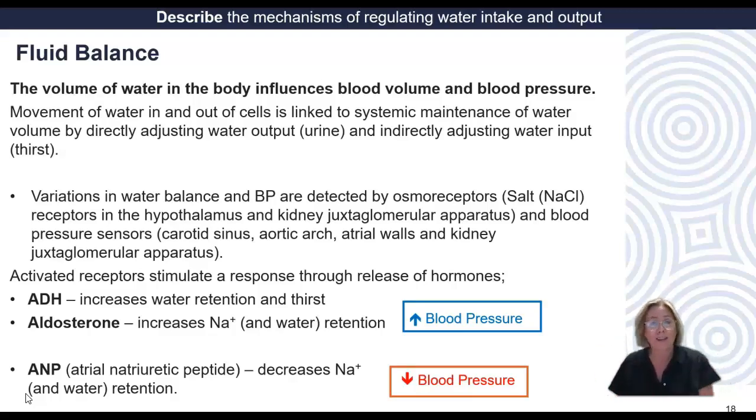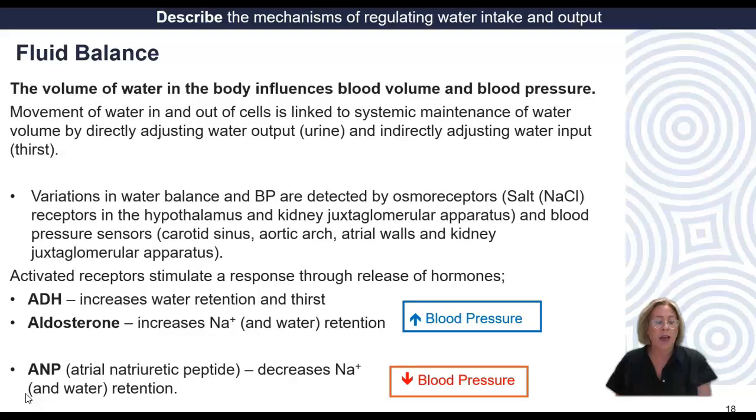And here they come again, these three hormones. Antidiuretic hormone will increase water retention in the kidneys, also cause thirst stimulation, so we take in more water. Aldosterone increases sodium and water retention, and these two hormones act to increase our blood pressure. Atrial natriuretic peptide, or ANP, or atrial natriuretic hormone, decreases sodium and water retention to decrease blood pressure.